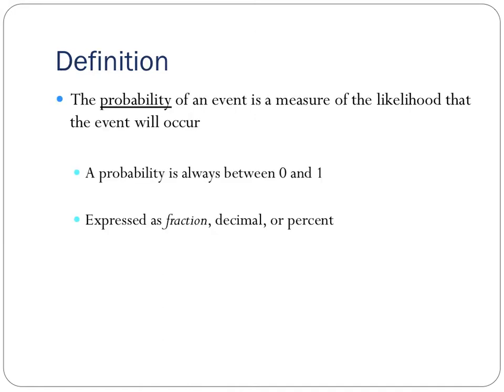So we should probably talk about what is probability. I don't think you all have ever learned probability before, so this is going to be something new. The probability of an event is a measure of the likelihood that the event will occur. So probability is always a number between 0 and 1. It's expressed as a fraction, a decimal, or a percent. Today, we're going to be using fractions to show probability.